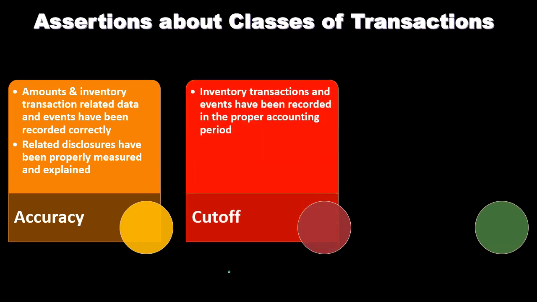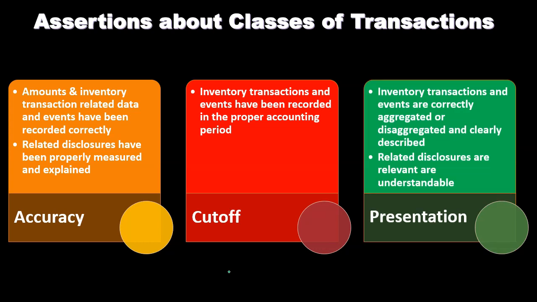We then have the assertion of the cutoff. You're thinking about the end of the year cutoff. Typically, I would imagine in your mind the 12/31 year end, as if we have a calendar year end and we're doing a 12/31 year end cutoff. Inventory transactions and events have been recorded in the proper accounting period. So should they be recorded before the cutoff date, before 12/31 in the year we are auditing, or after it? Should they not be recorded after the cutoff date, given the circumstances, given the regulations, given the accrual principles?